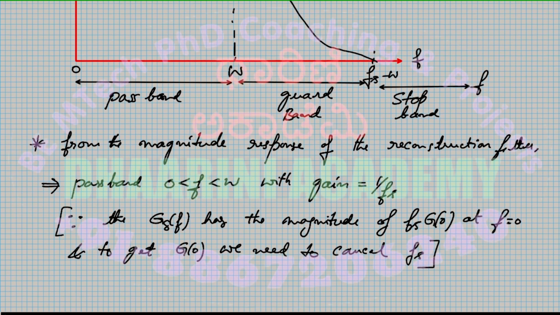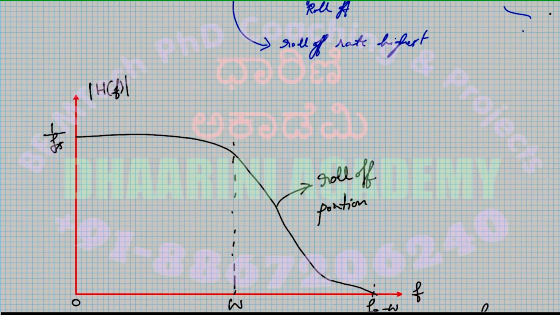So even in the spectrum we wrote earlier, sorry, the frequency response of the filter, I'm multiplying by 1 by Fs. That's the highest frequency present.